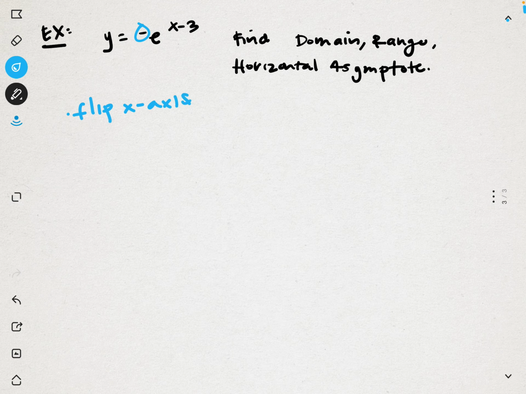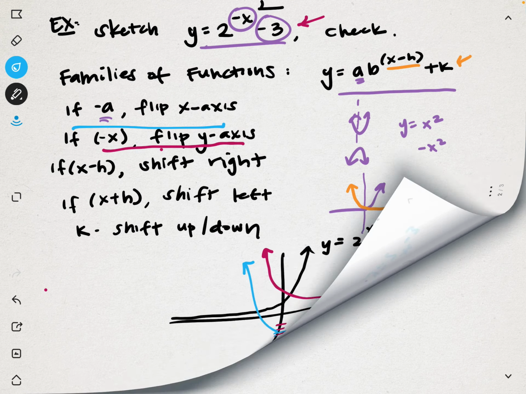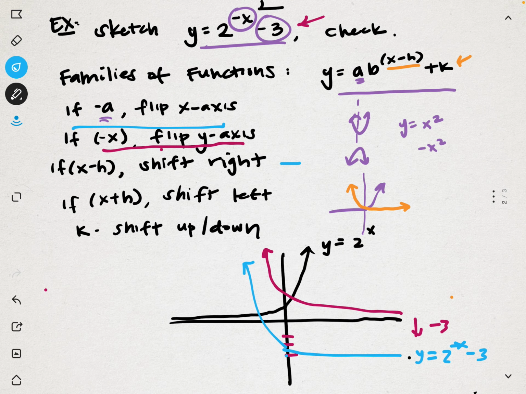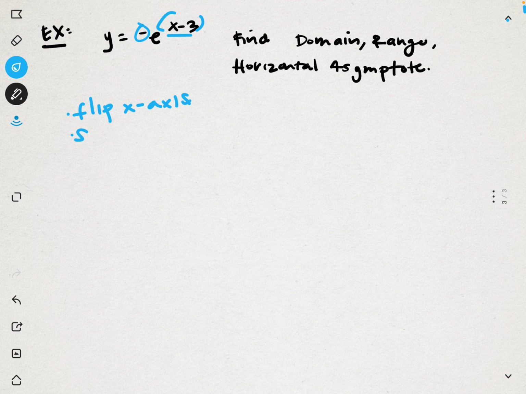Sorry again about my handwriting. Okay. What we also have here is inside, well, technically there's no parentheses, but there's implied parentheses up here, right? Because it's all in the exponent. So if we refer back here, inside, if it's a minus, then we shift right. Okay, so shift 3 to the right.